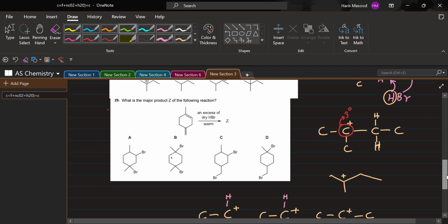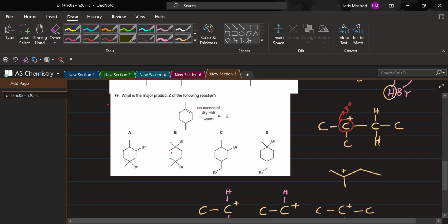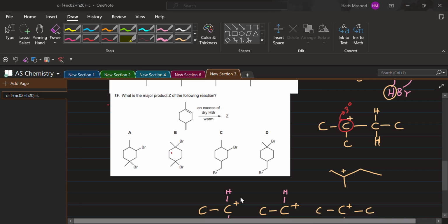Okay, for the second one, again you have to apply the same concept. Again you have to apply the same Markovnikov's rule. Look at the two carbons that are attached in the double bond and see which has more hydrogen. Attach the incoming hydrogen to that carbon and Br to the other carbon.